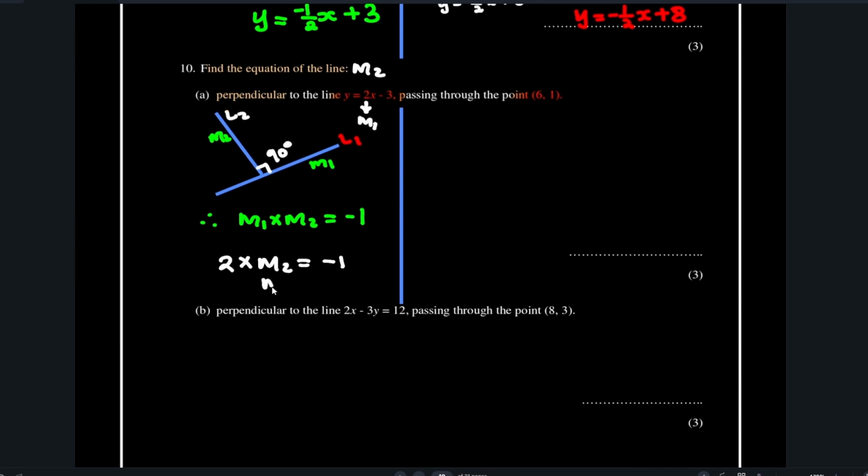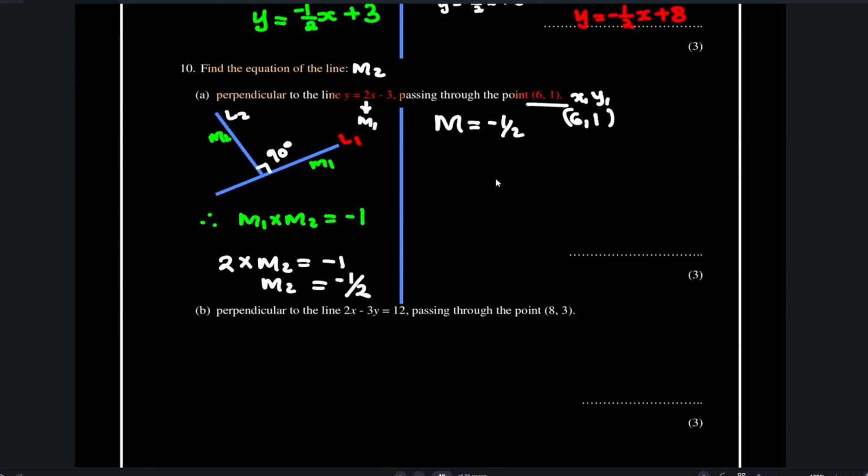So 2 times M2 equals -1. We are finding the gradient of the other line, which is M2. But our M1 gradient we pick from the equation that was provided. So M2 is going to be -1/2. If you take -1/2 times 2, we get -1. So the gradient of the line that we are finding is -1/2, which passes through (6, 1). So the gradient here is -1/2, and the point where that line passes is (6, 1).